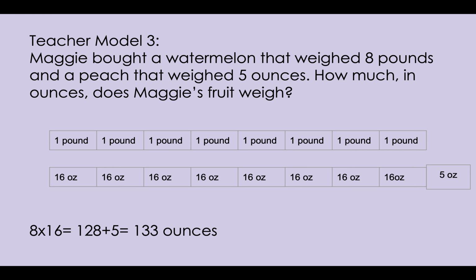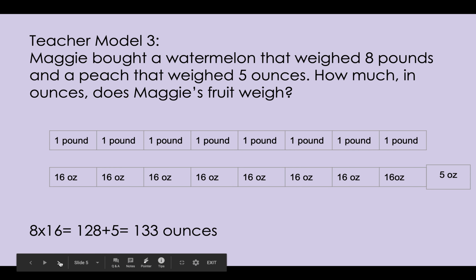But we can't forget about that extra peach that weighs 5 ounces. I have that at the very end of my second bar model. So now I have 8 groups of 16, which is 128, plus my extra 5 ounces at the end for my peach. You can't forget about that peach. So now all together, Maggie's fruit weighs 133 ounces. First you convert, and then you need to add or subtract in order to solve.